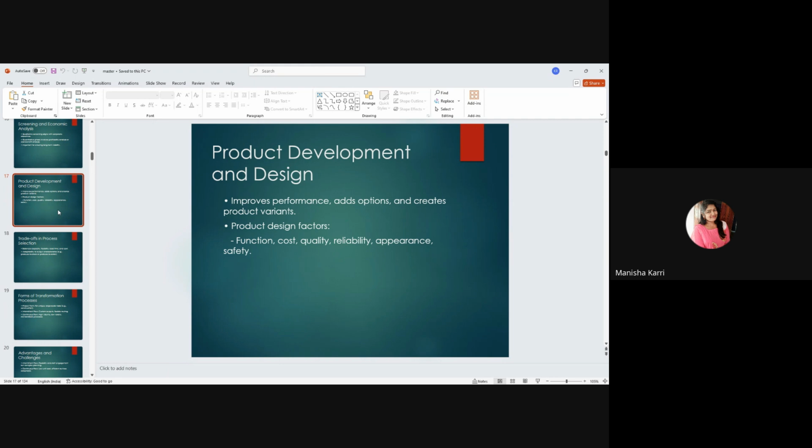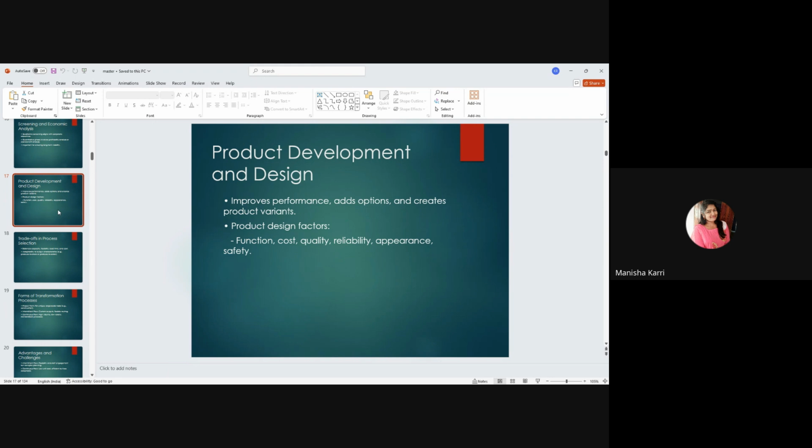So, coming to product design factors, there are some key factors in product design, like function. What the product is supposed to do. Example, a smartphone's function includes making calls, texting messages, and accessing apps. Cost is another factor, which is how much it costs to make and how that affects the price. Example, choosing affordable materials to keep the product's price competitive.